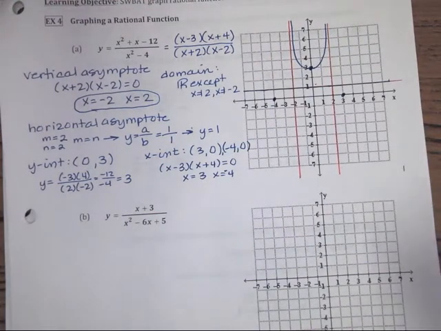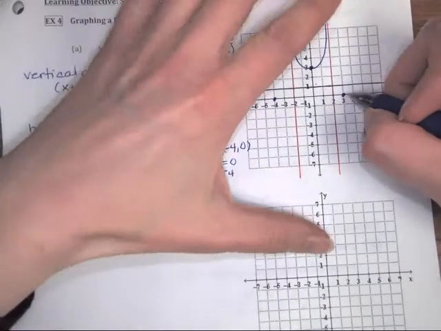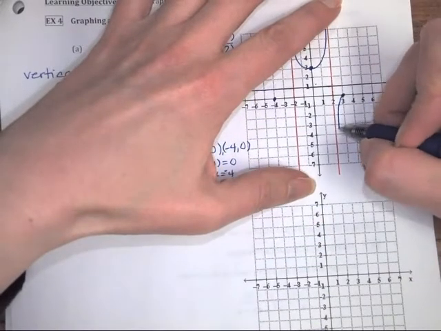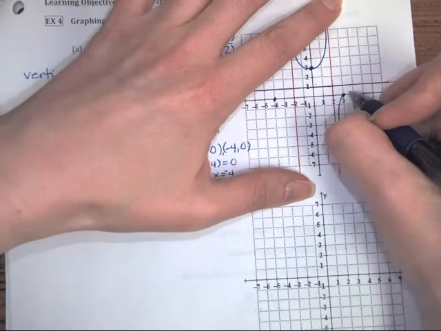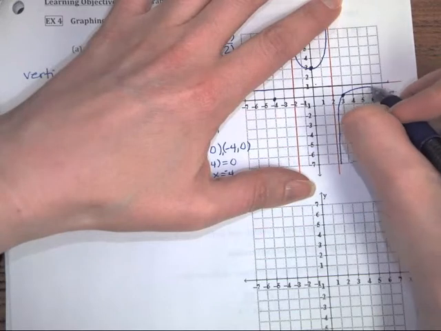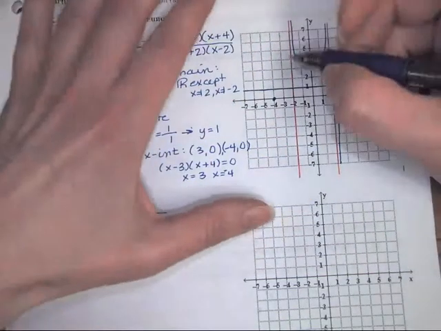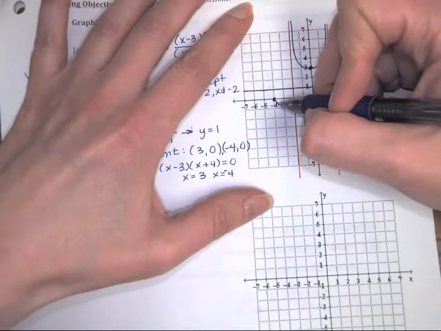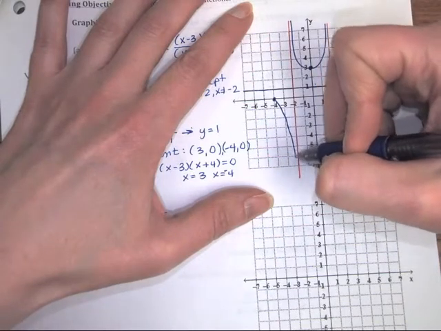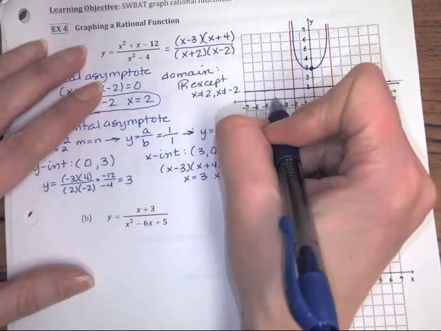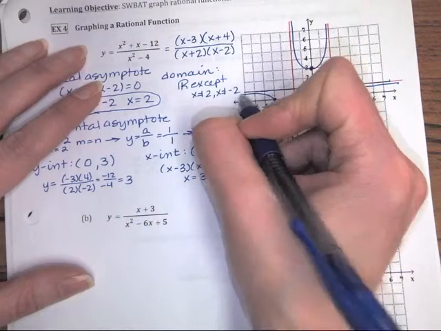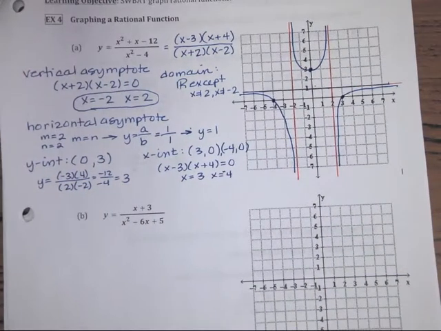So now I find that I was correct. This is going to look like this. And you can find more points if you want. Just pick some x values, plug them in your calculator, and find some y values. This is going to go down here like this, and off like this. Pretty cool.